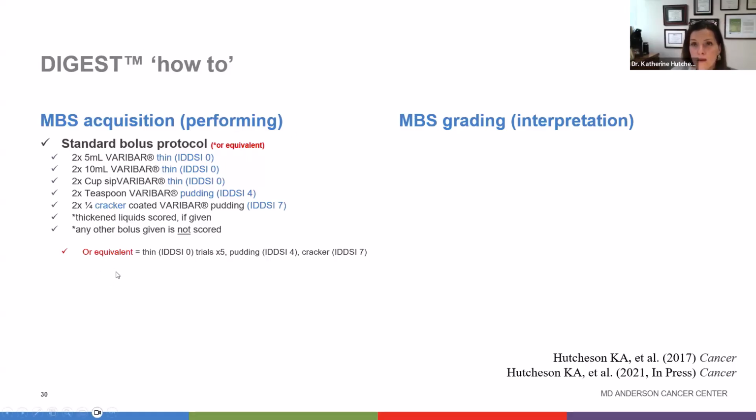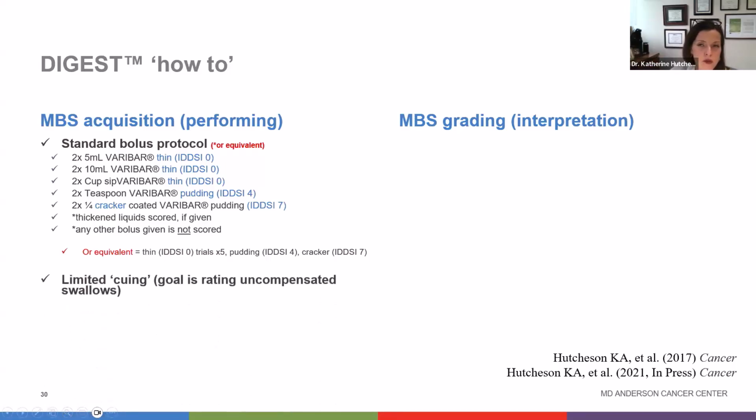I have often been asked, what's the minimum bolus set that we think is required to use Digest reliably? And we are testing that in our current research, but I propose, this is not tested, that it probably is somewhere around 4 to 5 trials of thin liquids, at least one pudding and one cracker. And we're testing that minimum bolus set in current projects.